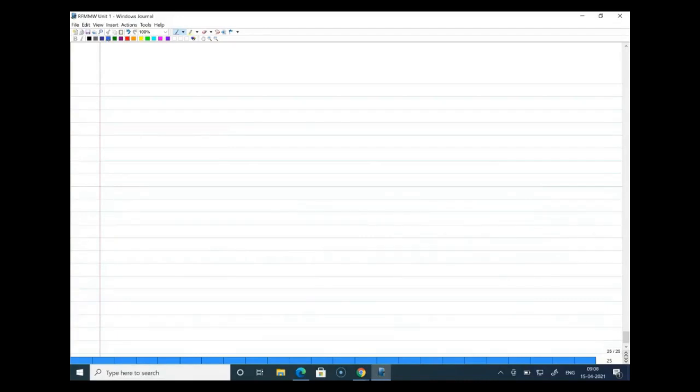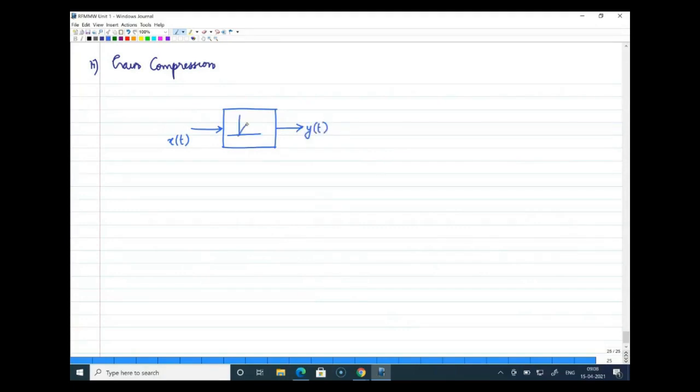To begin with, again, I am considering a nonlinear system. Today we will be discussing something based on the nonlinear effect of a system. We call it gain compression. All right, so this is a nonlinear system where this is the input to the system, and this is the output y of t, the response. The system is assumed as non-linear.